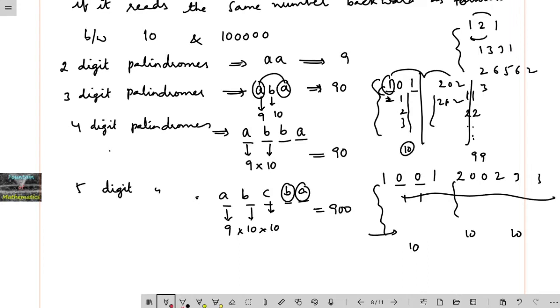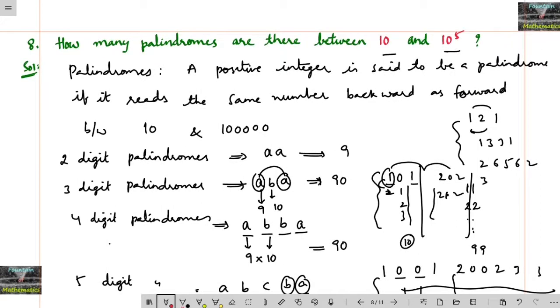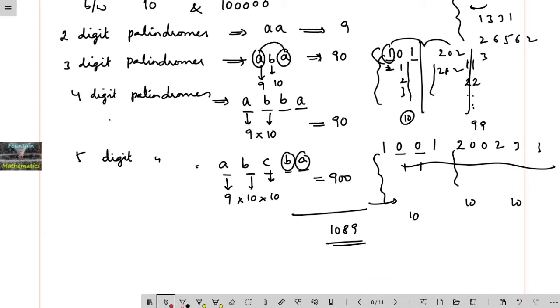We can check. Now how many palindromes are there in total? 2-digit palindromes are 9, 3-digit palindromes are 90, 4-digit are 90, and 5-digit are 900. So the total comes to 900 plus 180, which is 1080, plus 9, 1089 palindromes. So between 10 and 10 to the power of 5, there are 1089 palindromes, right? Okay, we'll move to the next question.